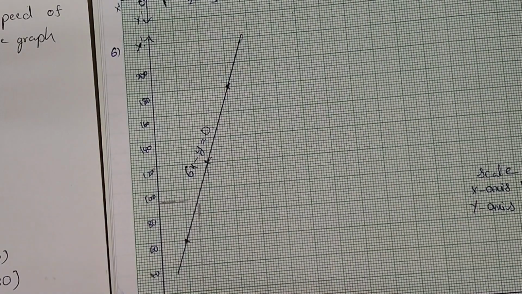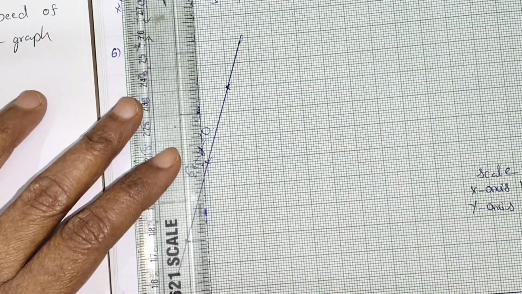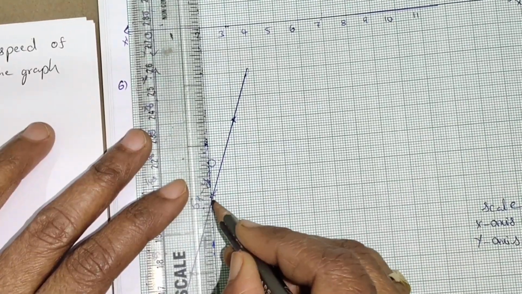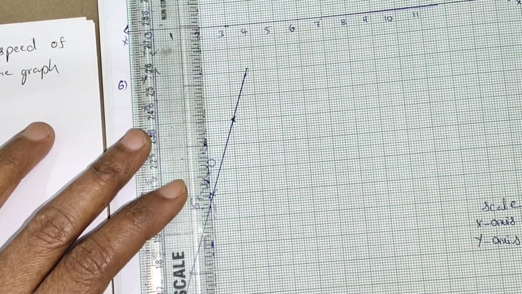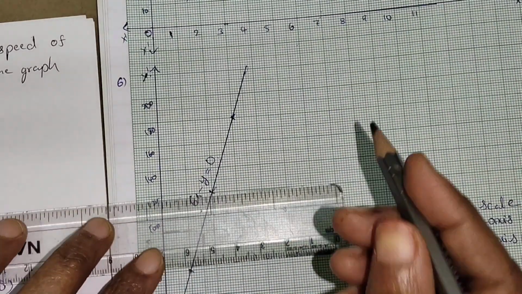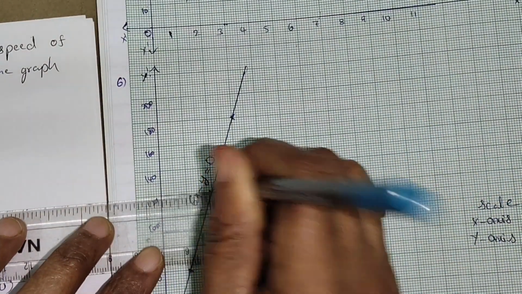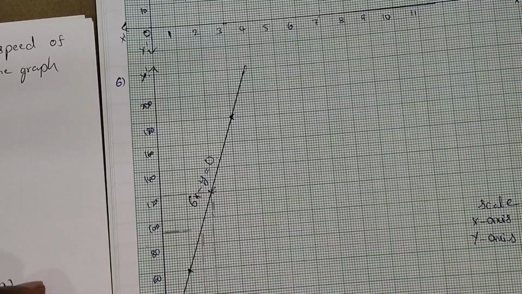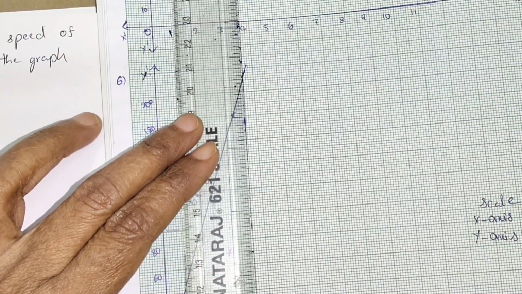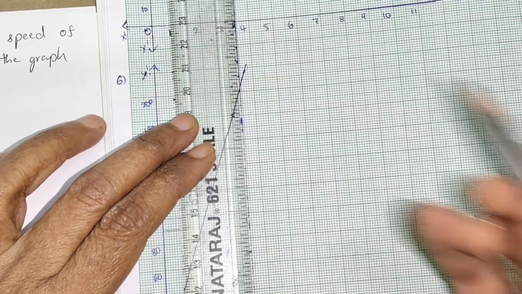Next, 2 hours. Where does 2 touch? Here, 2 is 120. Next, 3.5 hours. Here we draw the line at 3.5 hours.